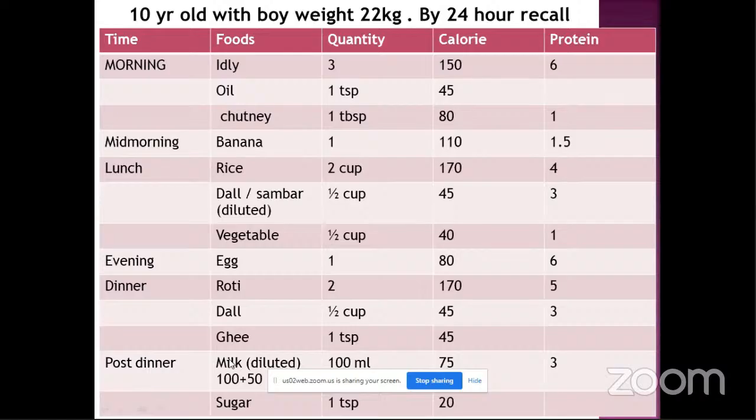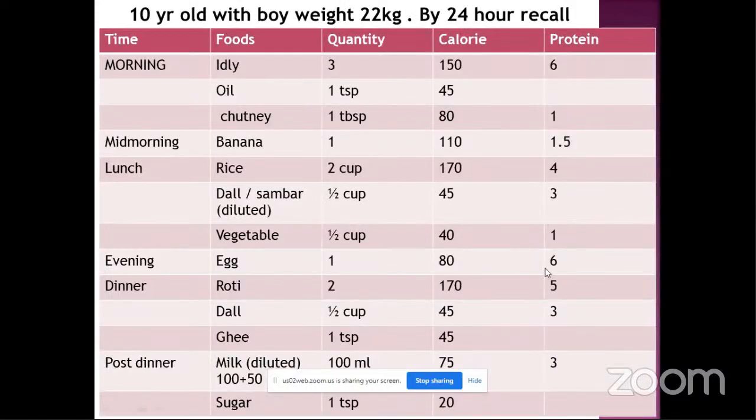Post dinner, the child is taking diluted milk, of which 100 ml is the milk, and then 50 ml the child is taking as water. So the 100 ml we are taking as a quantity, and then the kilocalorie will be 75, and then 3 will be the protein. Along with the milk, the child is also taking sugar, which is 1 teaspoon, corresponding to 20 kilocalorie. So with this, we know what the child is taking and the calorie. This is again a rough method. We can have some amount of variation front and back. That's not an issue. Okay.